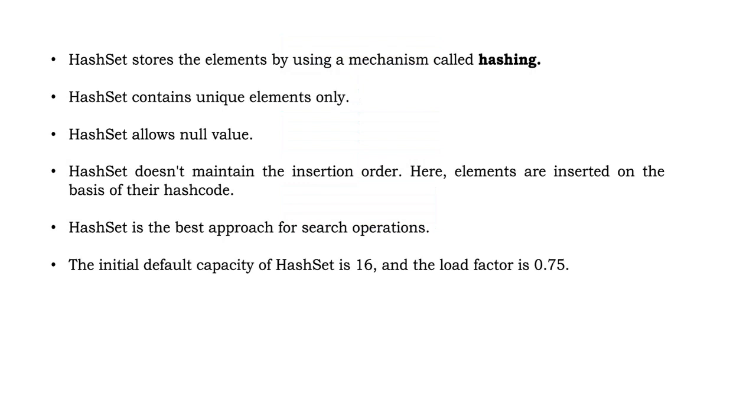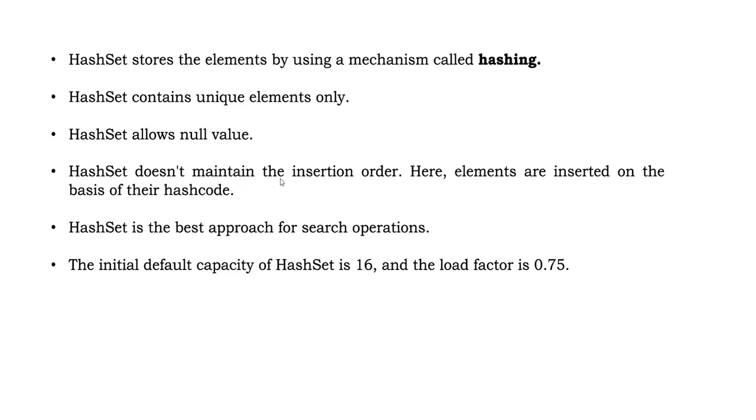HashSet stores elements by using a mechanism called hashing. HashSet contains unique elements only, which means that in case of ArrayList, duplicate values can be stored, but in case of Set or HashSet, it doesn't allow duplicate elements. HashSet allows a null value, so here we can store the null value also.